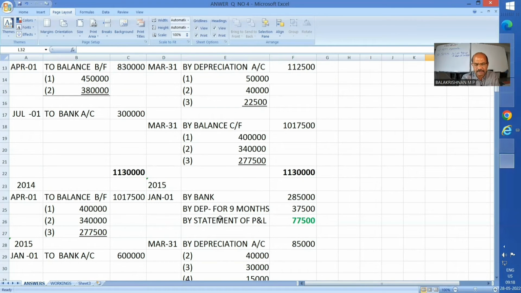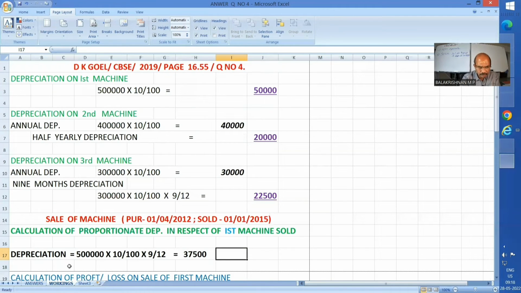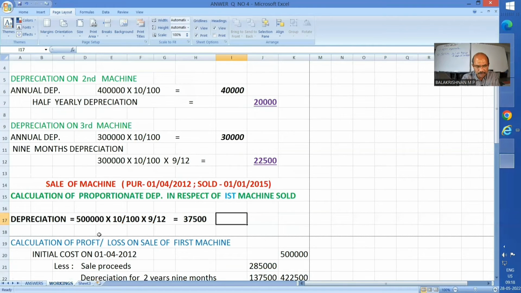Now sale. Well, sale, how to proceed? Let us go to the workings. Sale of machine. It was purchased on 1st April 2012 and sold on 1st January 2015. Okay, because the first machine is sold, as they told. Depreciation. First step is to account for the pending depreciation for the current year.